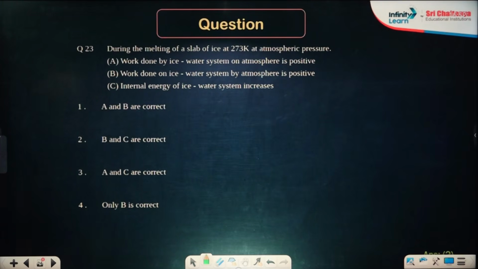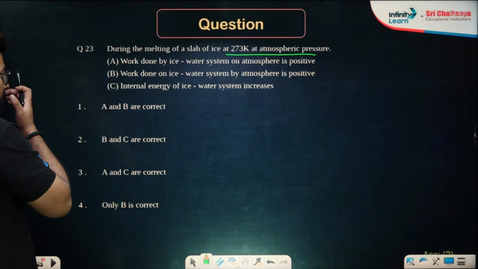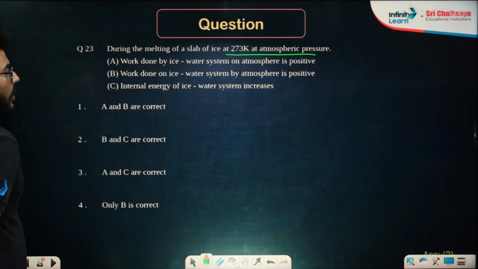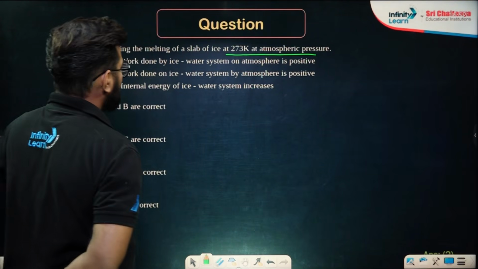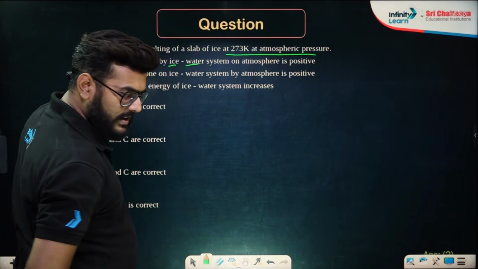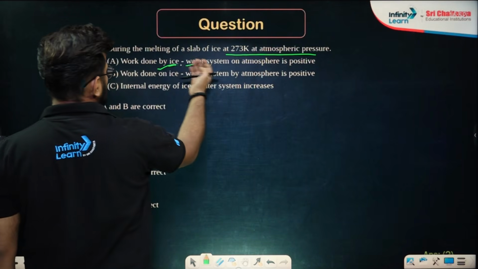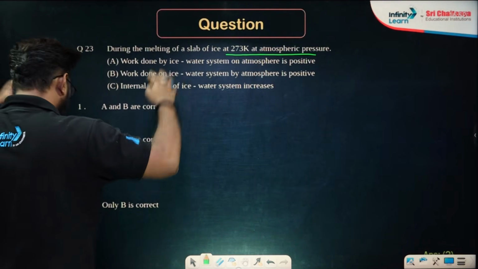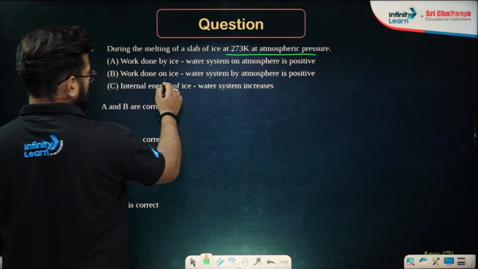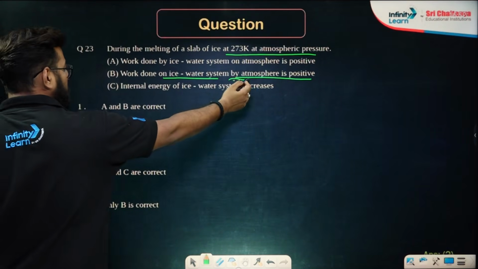During the melting of a slab of ice at 273 K at atmospheric pressure, work done by the ice-to-water system on the atmosphere is positive. Now see, whenever it is getting converted from ice to water, the volume is increasing. If the volume is increasing, basically work is done by the ice-to-water system. Oh sorry, the volume is reducing. Since the volume is reducing, therefore the surrounding is doing work. So that means work done by the atmosphere is positive, not on the atmosphere, by the atmosphere is positive.